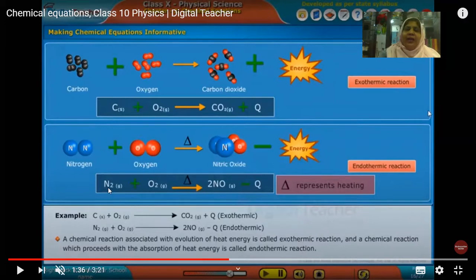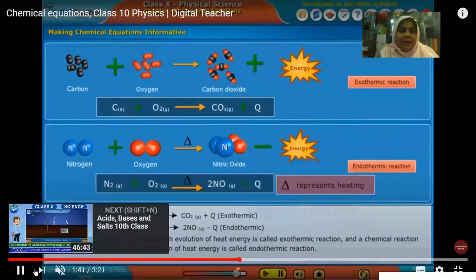So nitrogen gas, when it combines with oxygen gas, when they both are heated together, this delta represents the symbol of heating, giving two molecules of nitric oxide gas minus heat. So this means it's an endothermic reaction, because you have to supply heat for this reaction to get the end products. So remember, what did you understand by exothermic and endothermic reactions?